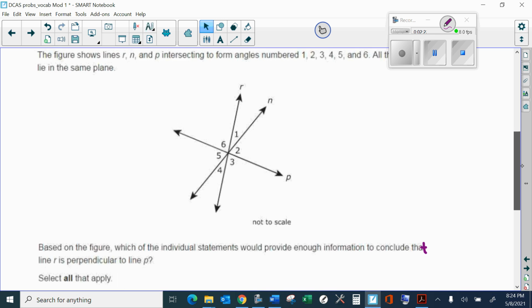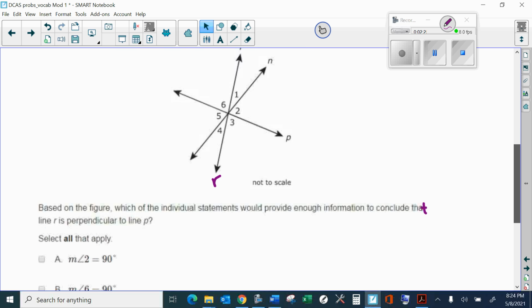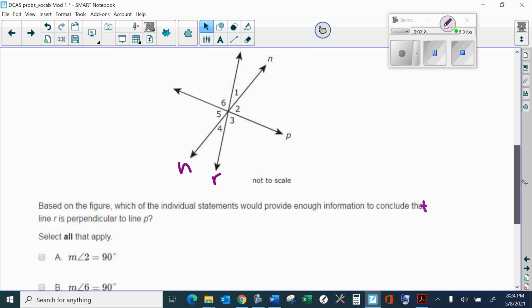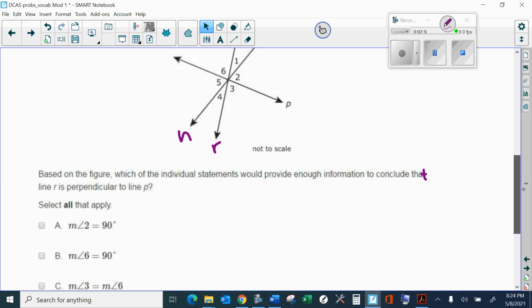Okay, so let's see where R is. Let's put R down here and right there. Okay, so that way you don't have to see the top part. Remember, the name of a line can be two points on the line or a lowercase letter at one of the arrows. So that's why you see lowercase letters R and P. Okay, so we're trying to conclude that R is perpendicular, that's 90 degrees, to P.